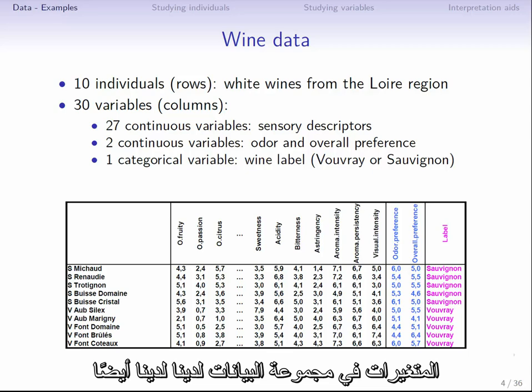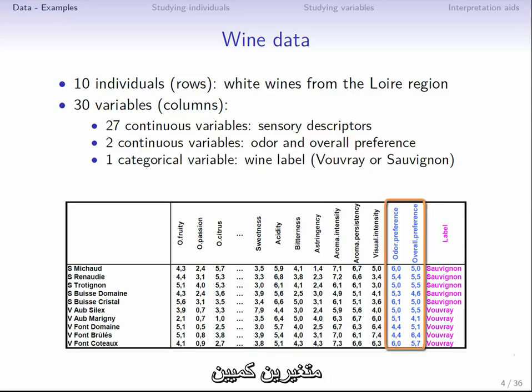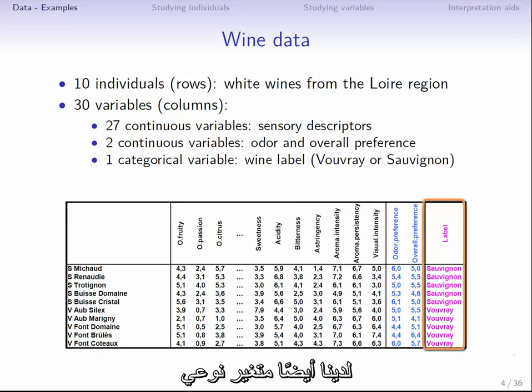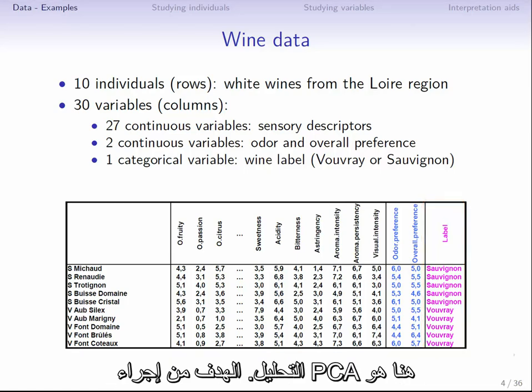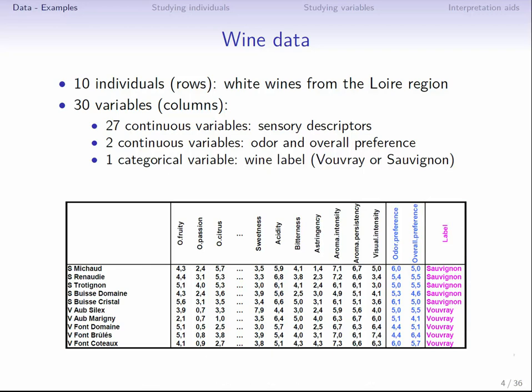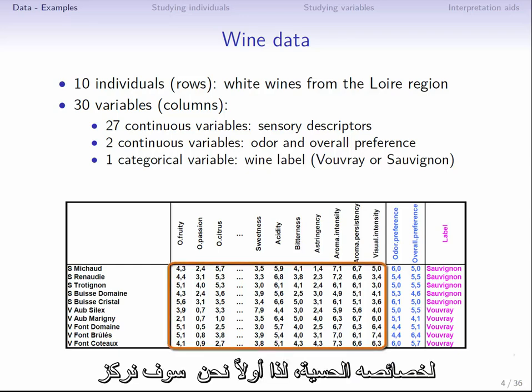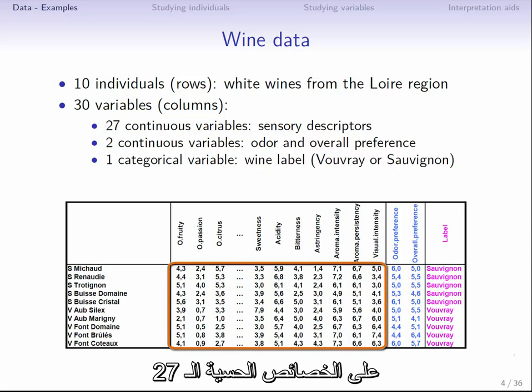In our dataset, we have also 2 quantitative variables that correspond to preference. Preference in terms of odor and overall preference. We have also a qualitative variable representing different wine labels. There are 2 labels here. The first is Sauvignon and the second is Vouvray. We will see later how we can consider this information in the analysis. The aim of doing PCA here is to characterize the wines according to their sensory characteristics. So first, we will focus on the 27 sensory characteristics for characterizing the wines.